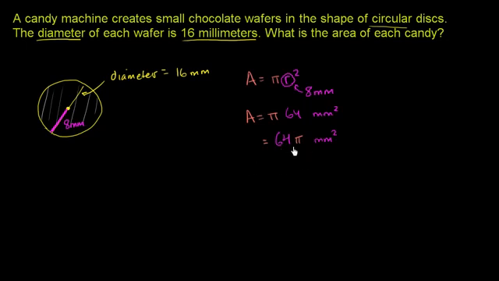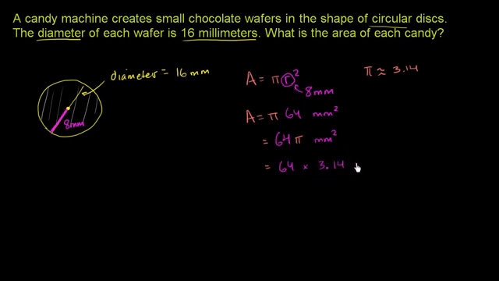Now, this is the answer, 64 pi millimeters squared, but sometimes it's not so satisfying to just leave it as pi. You might say, well, I want to get an estimate of what number this is close to. I want a decimal representation of this. And so we could start to use approximate values of pi. So the most rough approximate value that tends to be used is saying that pi, a very rough approximation, is equal to 3.14.